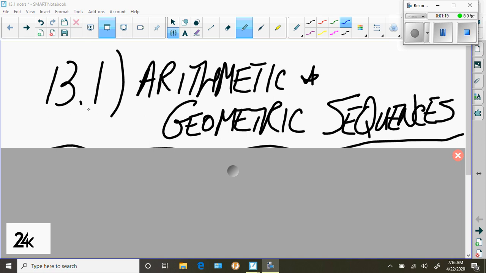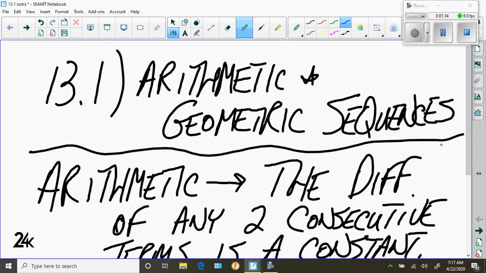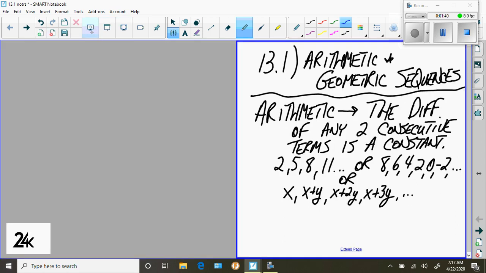So we are talking about 13.1. It's called arithmetic. That's right, arithmetic and geometric sequences. And you're like, what? And I'm like, don't freak out. It's all about patterns. Okay, so, oh, why can't you see all of this? There we go. Okay, an arithmetic sequence, the difference of any two consecutive terms is a constant.